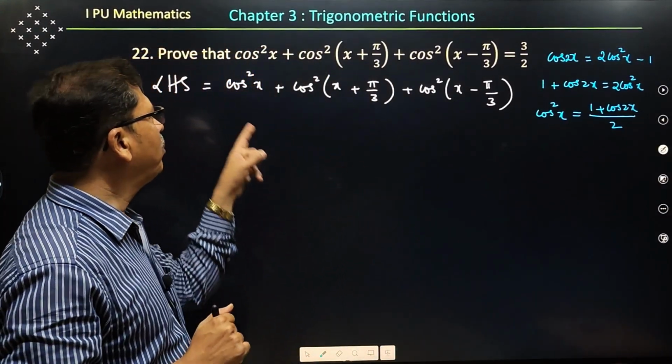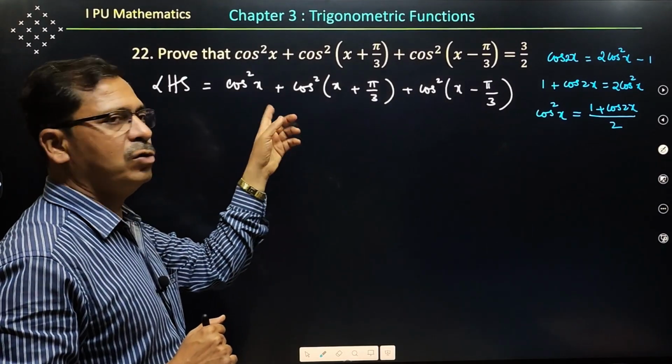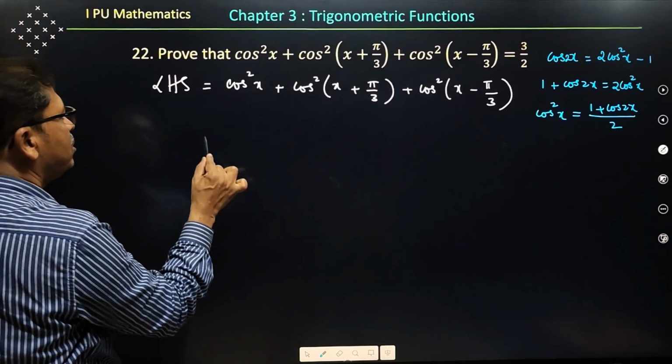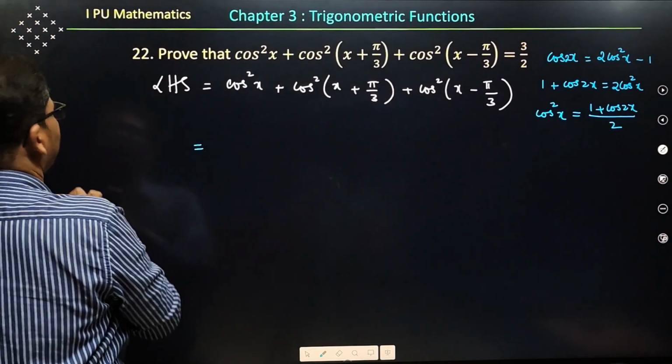This rule I would like to apply 3 times. Cos square of x is there, cos square of some angle, again cos square of some angle. Okay. So this is equal to, be careful. Things are very delicate.